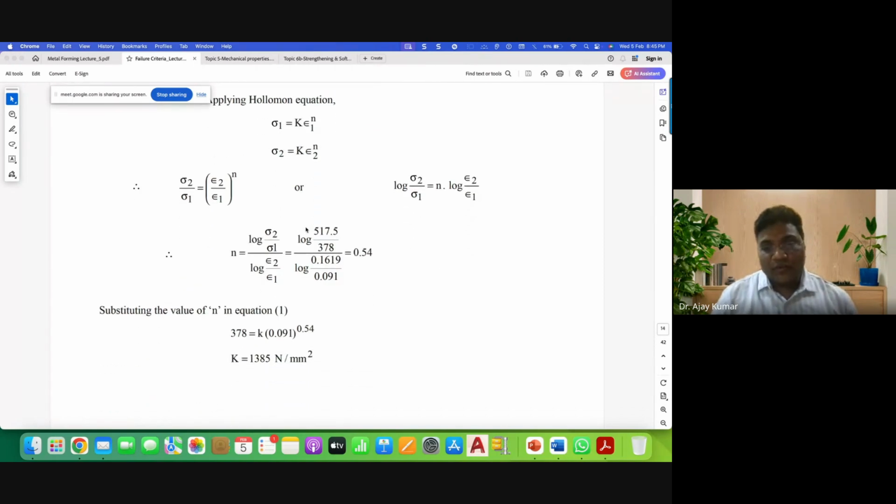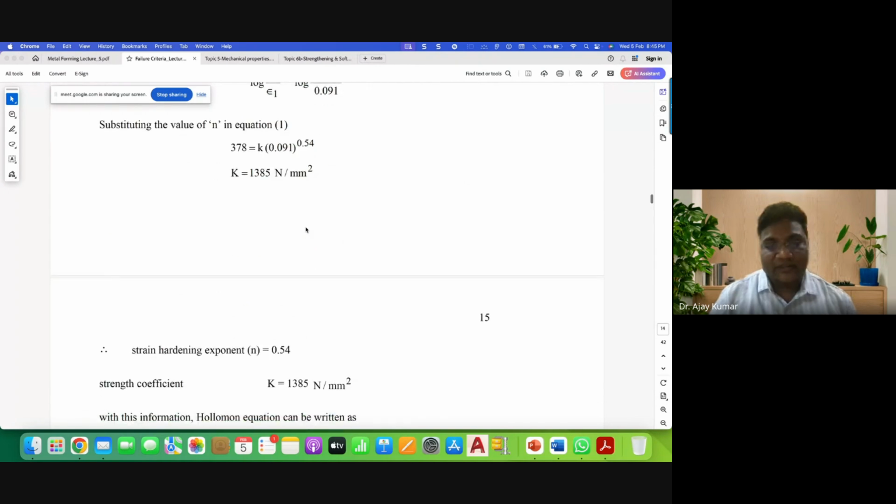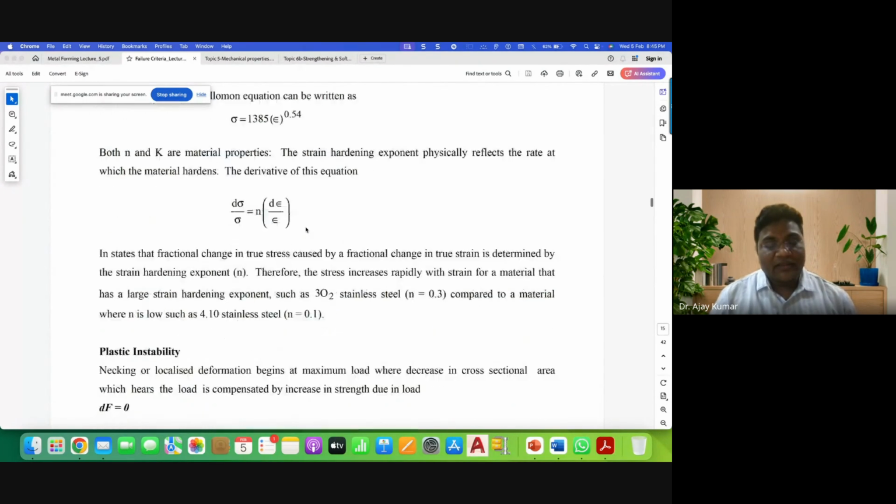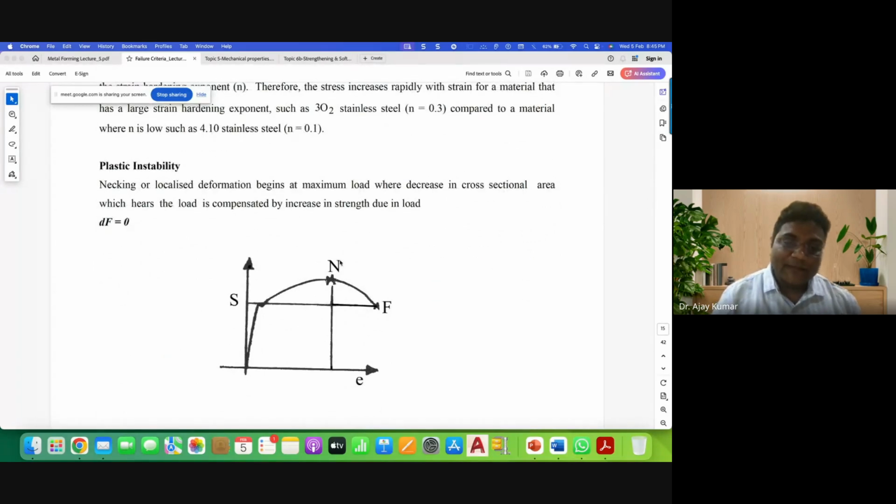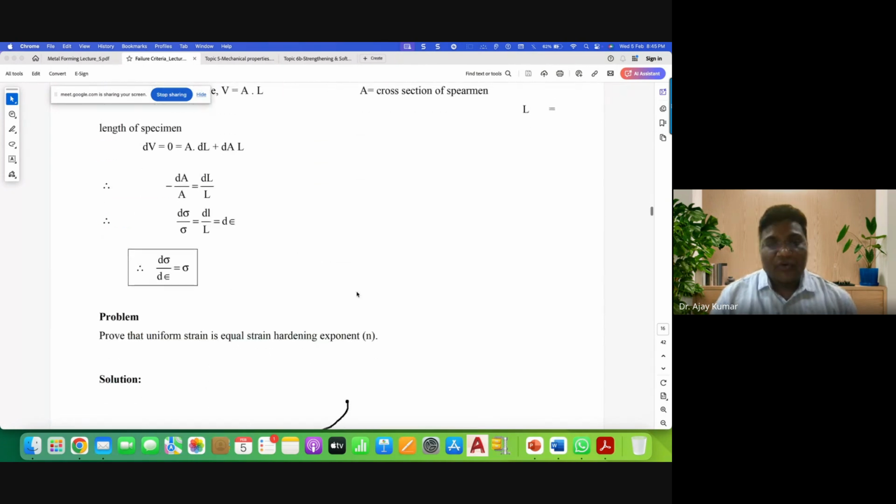So this is how you can calculate the strengthening coefficient and strain hardening exponent. Okay, and then the plastic instability. When you have the plastic instability where df is equal to 0, it means the maximum load, where the cross-section area decreases. From here the material will start yielding, and then cracks will start forming in the material. Okay, so this is how you have to do that.